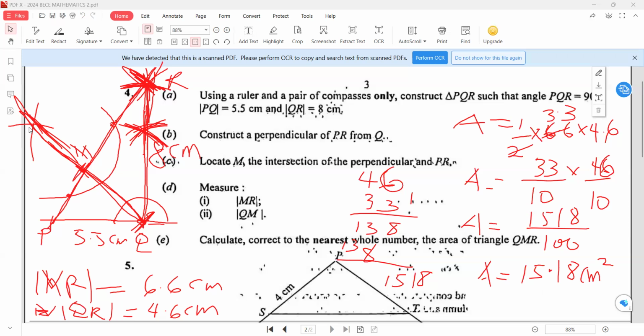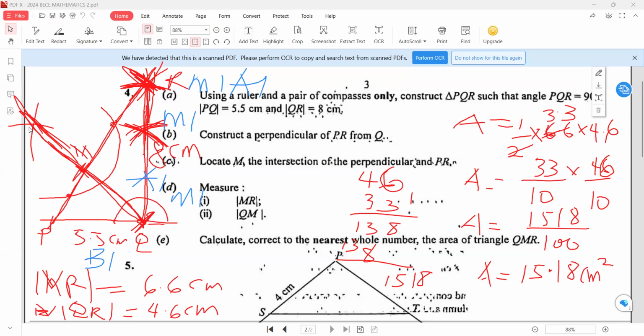So how are we going to score this? If you're able to draw PQ, B1 mark for you. If you're able to draw a 90 by drawing the semicircle, M1, and then by drawing these two arcs, M1, the line, A1. If you're able to locate R by drawing that particular arc, M1, if you're able to complete the triangle, also A1. So just completing the triangle, and then you have 6 marks.